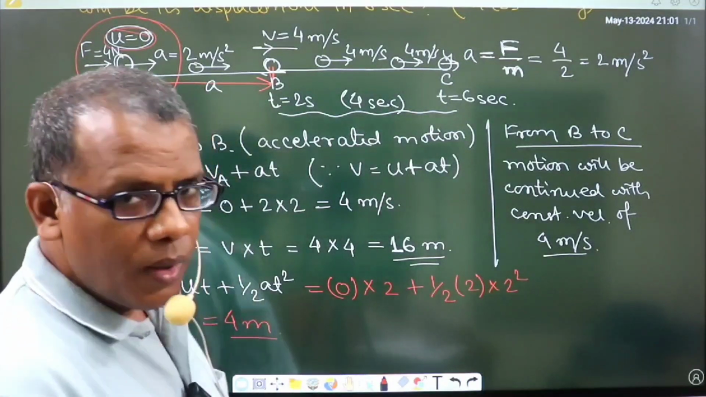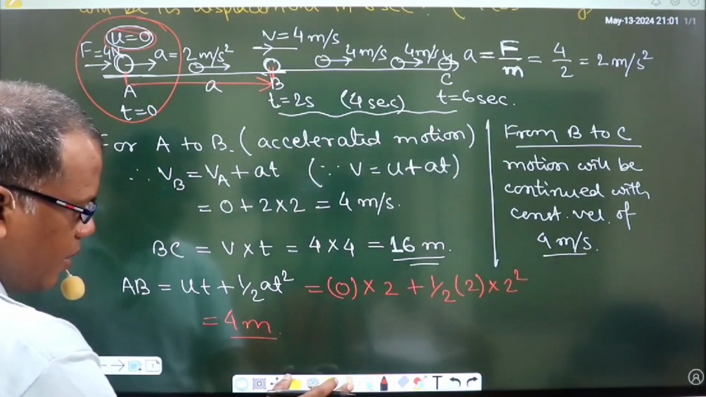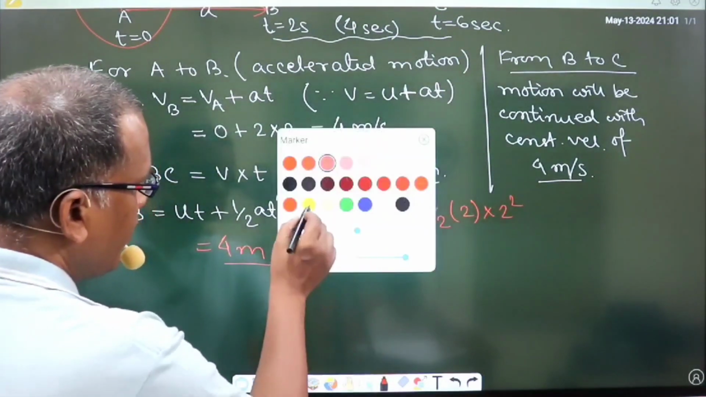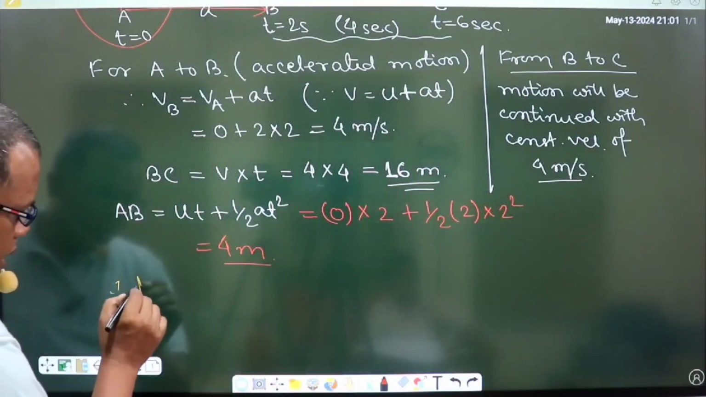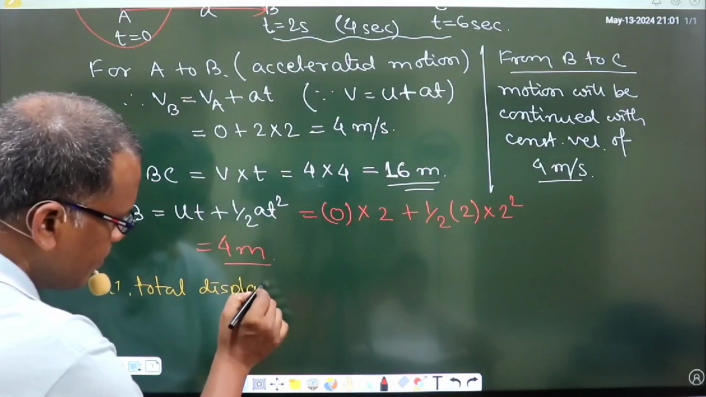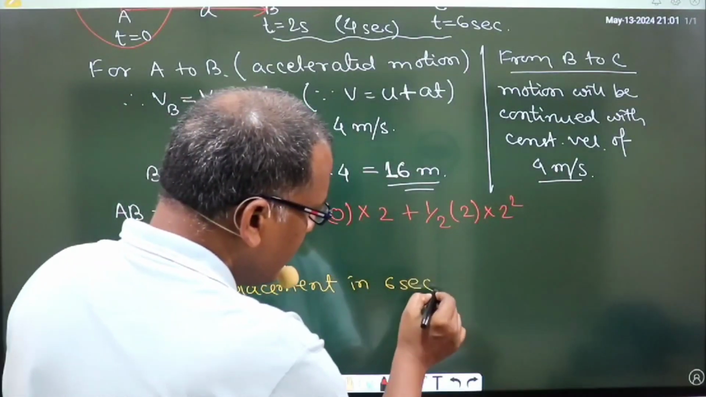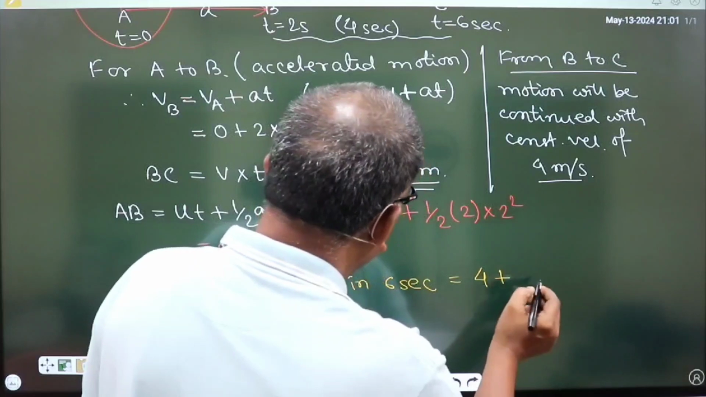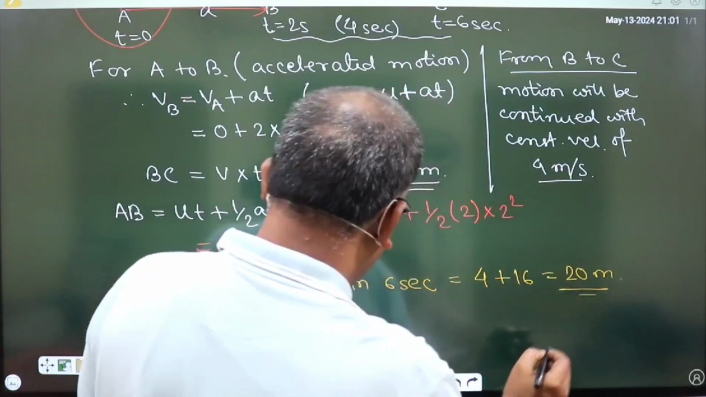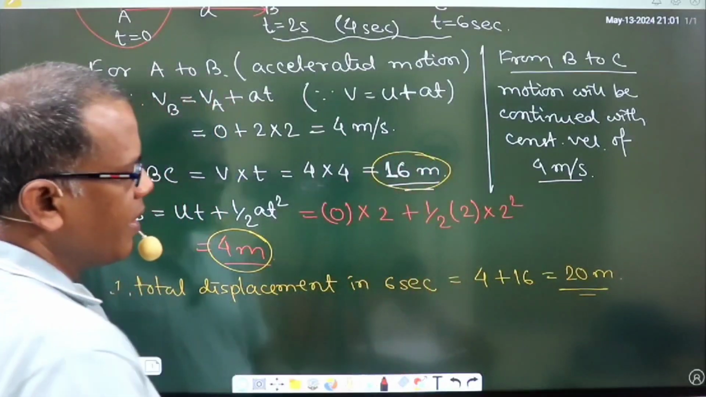Yes or no? Then we were supposed to know the total displacement. So therefore the total displacement in 6 seconds is 4 plus 16, 20 meter. Yes or no? During the first 2 seconds it covered only 4 meter, and in the last 4 seconds it covered 16 meter.